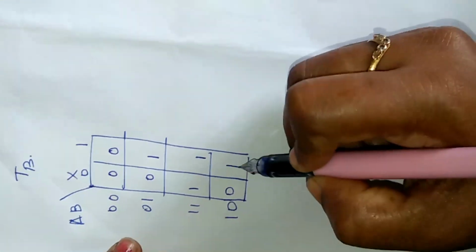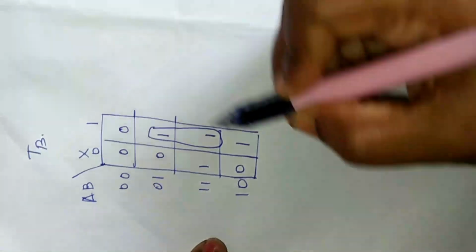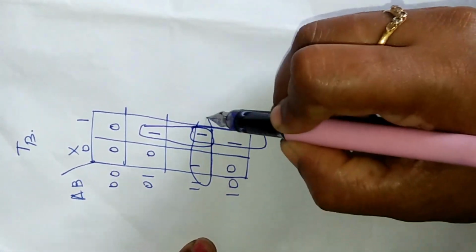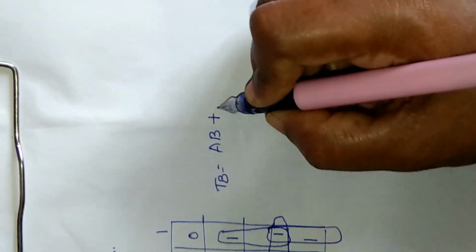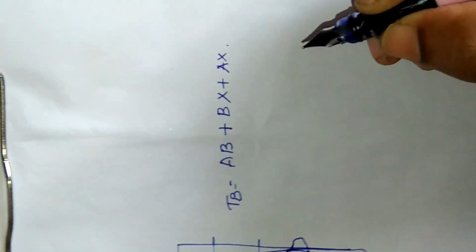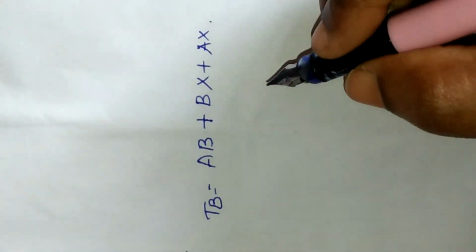Okay, now how do I group this? So here I get a first group. Here I get my second group. And here I get my third group. Okay, so how do I write the expression? AB for one group plus BX for the second group and AX. Okay, so now we have got the expressions for the inputs of the flip-flops.